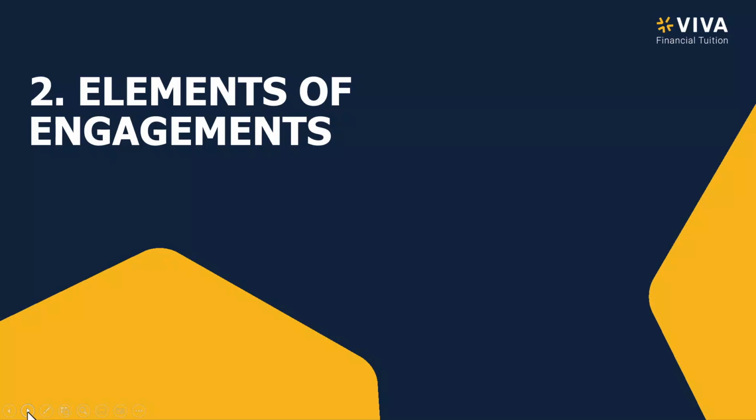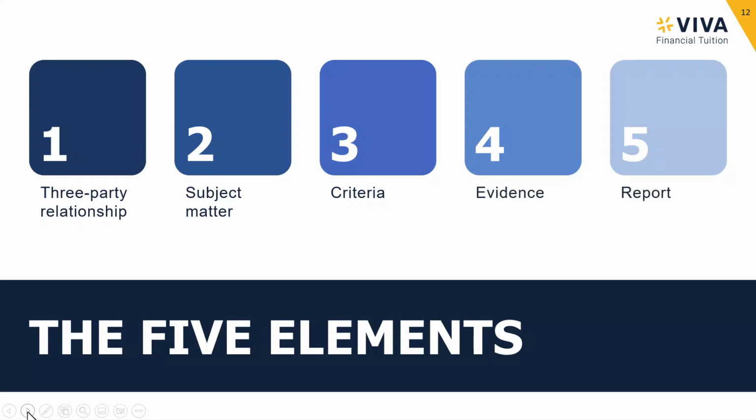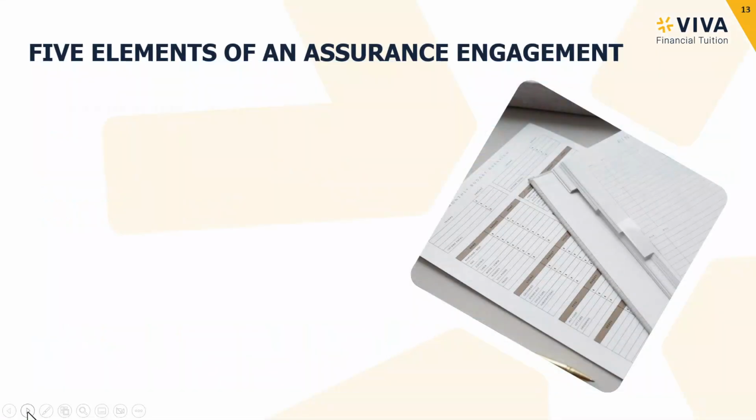The elements of engagements. Every type of assurance engagement will have 5 elements. These are the 3-party relationship, a subject matter, criteria, evidence, and a report. We're going to look at each of these in a bit more detail. Firstly, let's consider a 3-party relationship.